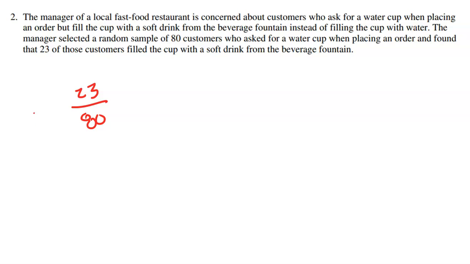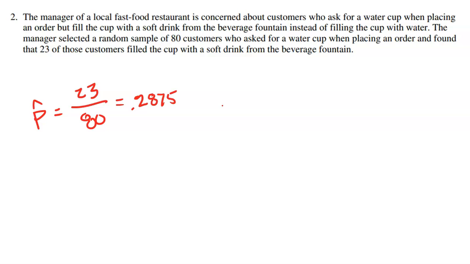Now, this is, of course, a sample proportion. So what is 23 divided by 80? Well, you can grab any calculator and do that real quick. That is a proportion of 0.2875. Okay, so far so simple, not a big deal here.